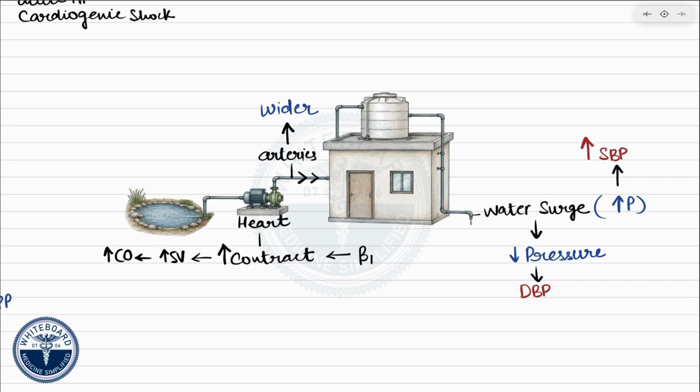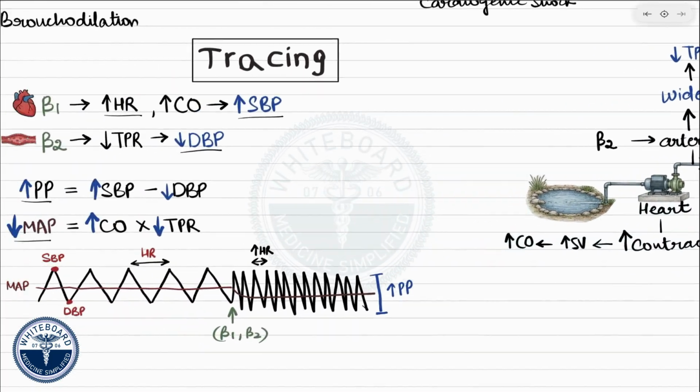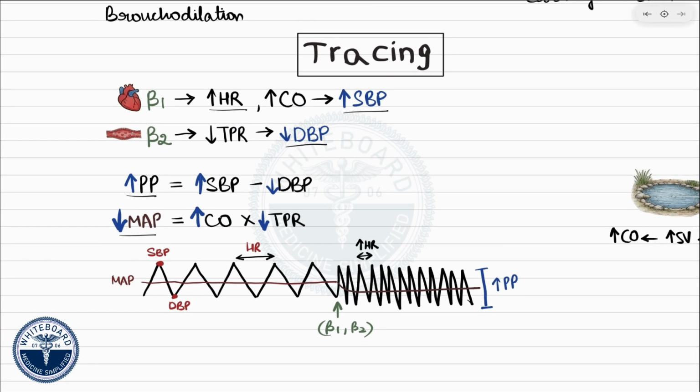This is similar to what happens when beta-2 receptors are stimulated. They cause vasodilation, which decreases total peripheral resistance. Because blood leaves the arterial system more easily during the relaxation phase of the cardiac cycle, the diastolic blood pressure decreases. Now let's apply this concept to a non-selective beta-adrenergic agonist.